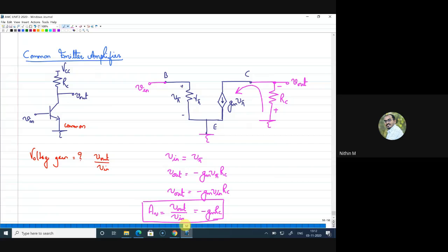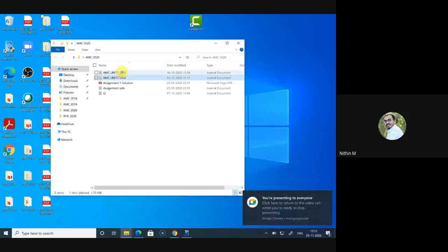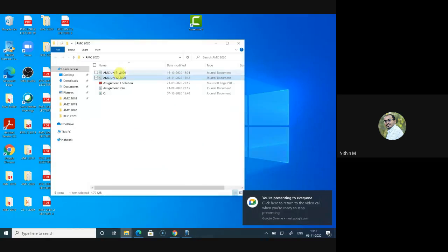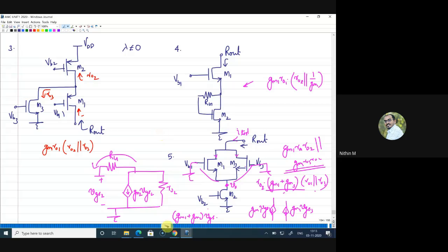So while you try to understand this, see what I have done. Meanwhile, I'll just take the MOSFET circuit so that we can have a comparison.